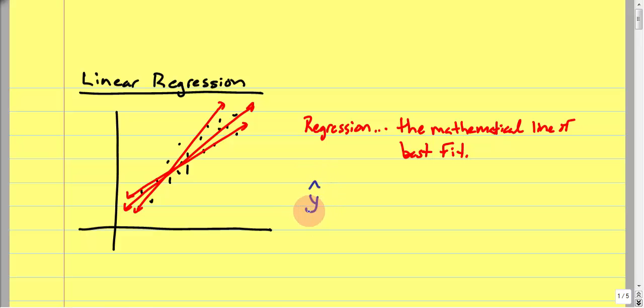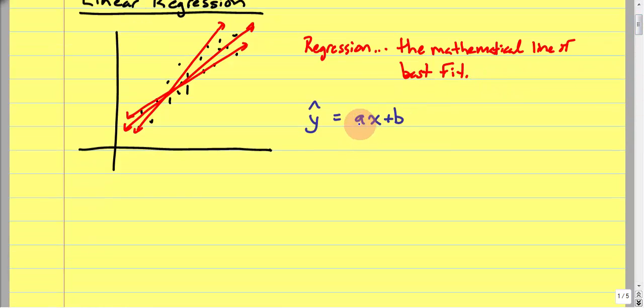Our line of best fit, instead of being called y equals mx plus b like we're used to in college algebra, we're going to call y hat. We call it a hat because it's an estimate. And we will look at this as ax plus b. Now sometimes on your calculator, it might show up as a plus bx, so you have to be really careful that you keep a close eye on that.